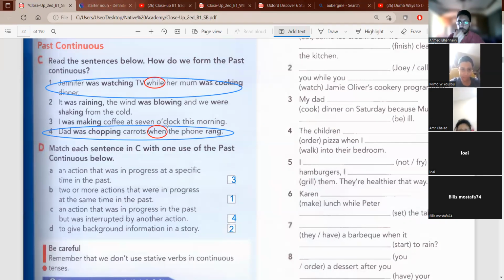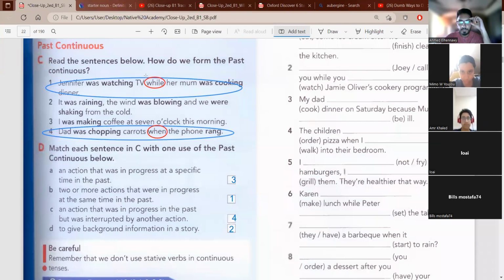Again, okay. We have two sentences here. In the first sentence, we use while, and in the second sentence, we use when. In both of these sentences, we have two actions. In which sentence, guys, do we express two actions, but one of them interrupted the other in the past? Number 4, when? Yes. Okay, what about number 1?